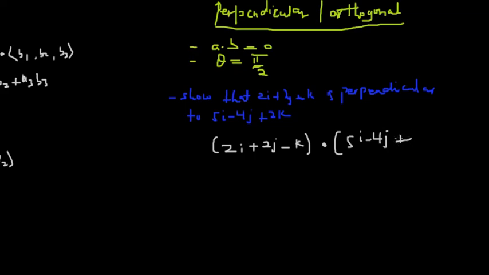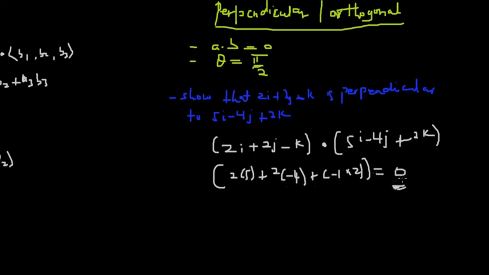That's 2k. Now let's see whether they are perpendicular or orthogonal. So 2 by 5, plus 2 by minus 4, and then we have minus 1, the coefficient of k is minus 1, and then we have 2k, so by 2. So when you do this simple mathematics, you will notice the entire of this will give you 0.